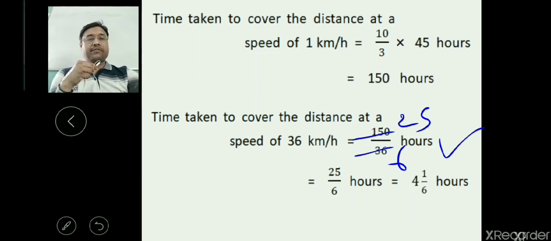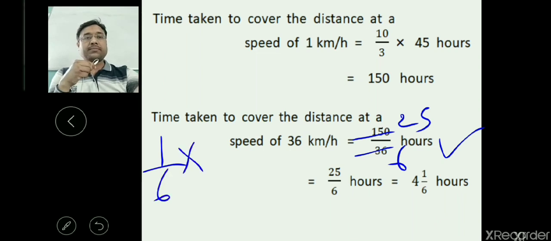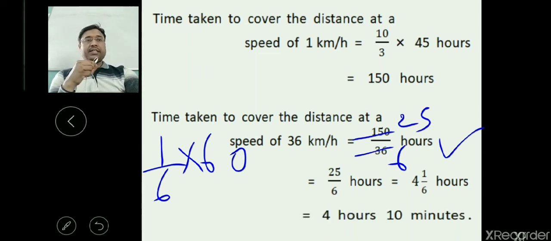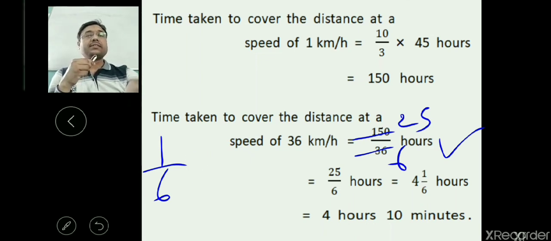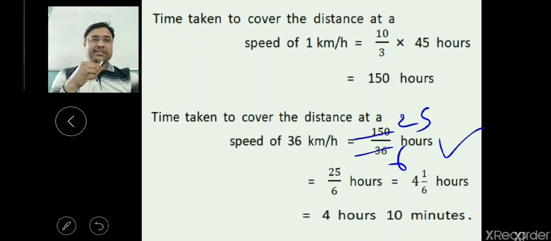Now 1 by 6 hour you will convert into minutes, where 60 minutes equals 1 hour. So you will multiply 1 by 6 with 60, and it will give 10 minutes only. So this will give 4 hours and 10 minutes. That means the time taken to cover the distance at a speed of 36 km per hour is 4 hours and 10 minutes. Okay, so this way you can solve these types of questions.